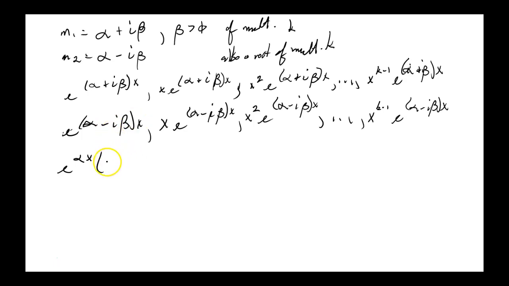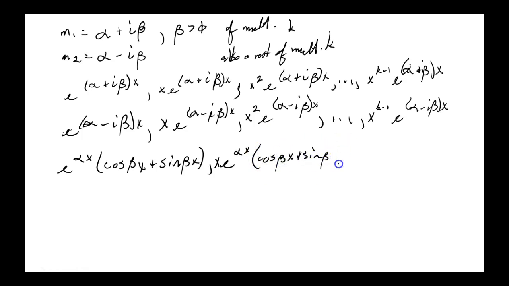The cosine beta x plus sine beta x. Now, that would be two solutions corresponding to those two. The next one would be x e to the alpha x, and again, this is multiplied both by cosine beta x plus sine beta x.